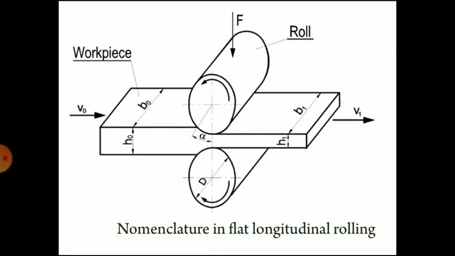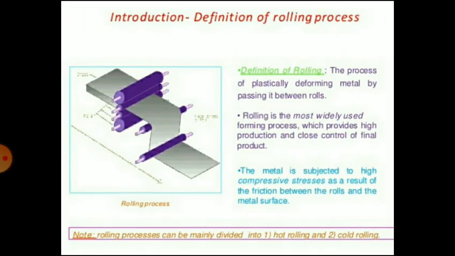You can see another diagram. On the right hand side you can see the reduced cross section, or simply the thickness of the product or workpiece is reduced. There is a top roll and a bottom roll, and compressive forces are exerted on the material. Due to that, the cross section of the material is reduced and the length of the workpiece is increased. So this is the rolling process.